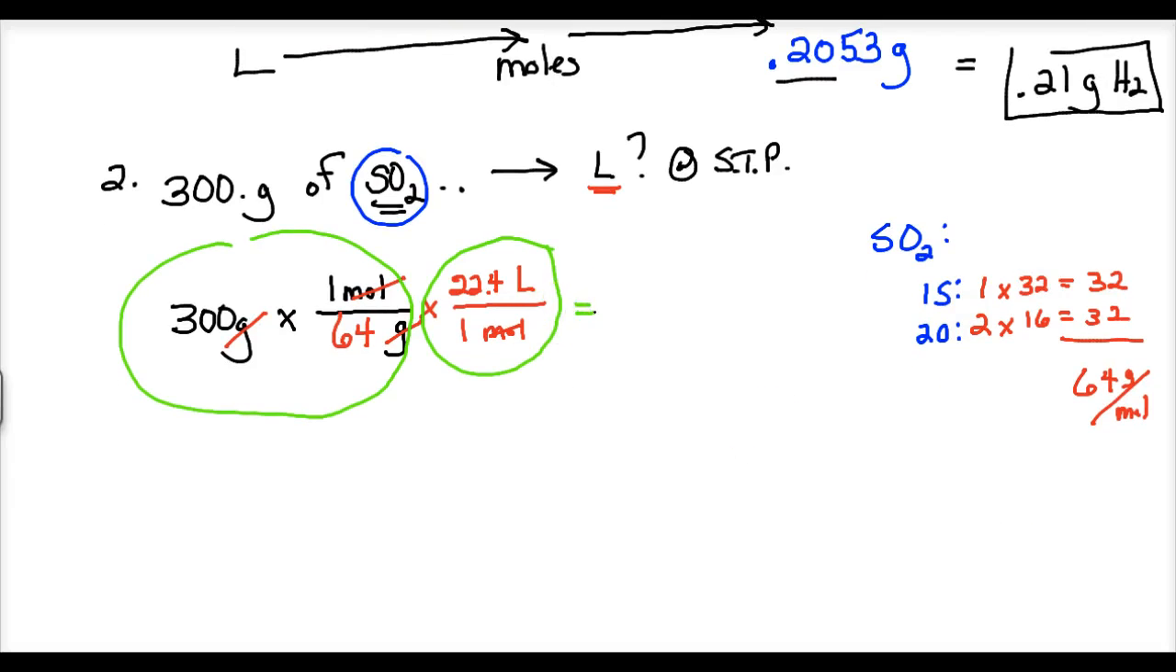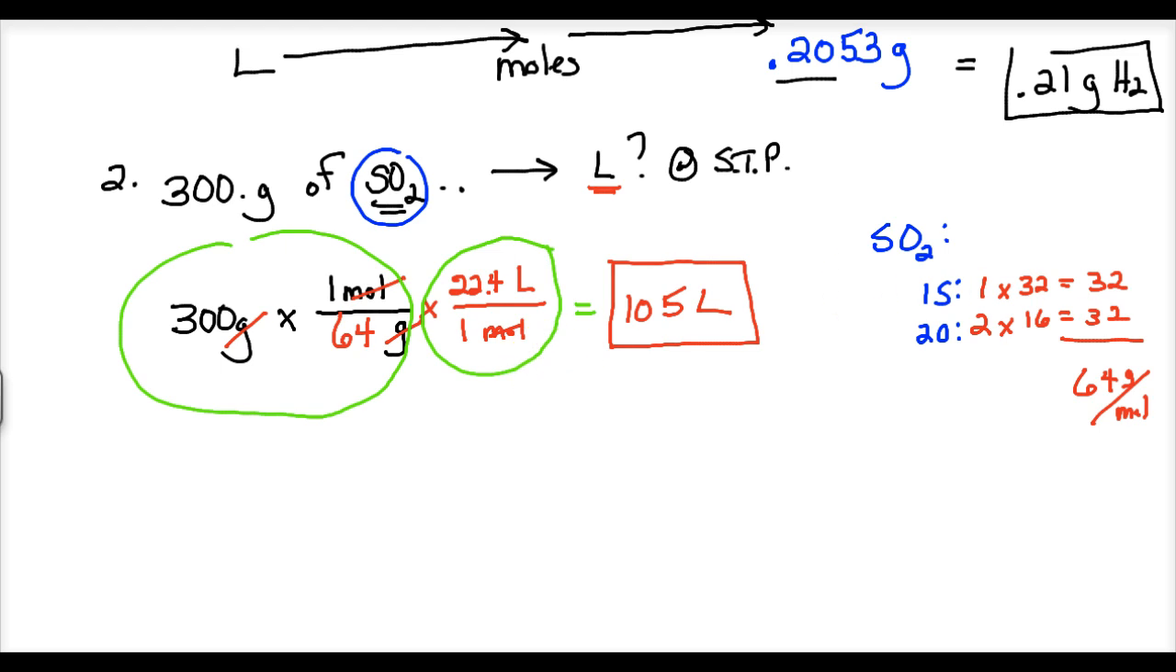So I take my 300 and I times it by 1, divide by 64, times by 22.4, and what I get is 105. 105 what? Use your units. I get 105 liters. So 300 grams of sulfur dioxide at STP will occupy 105 liters. Okay, and that's how you do that.